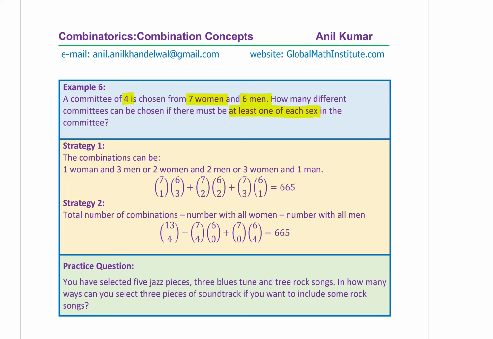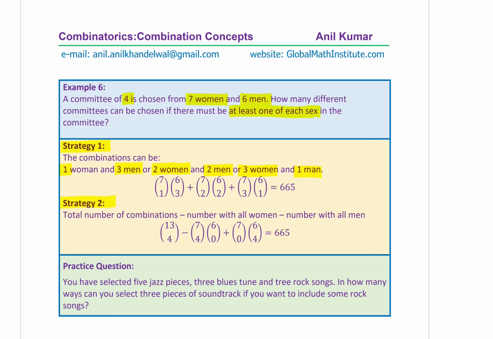Okay. Now, I will actually discuss two different strategies to answer these questions. The first strategy is when we talk about at least one, that means we could have a combination with one woman and 3 men. That could be one, right? Then we could have 2 women and 2 men. Perfect. We again get a committee of 4. We could have 3 women and 1 man. So we get 4, but we cannot have all 4 women. That is the condition, right? Nor can we have all 4 men. Perfect. So these are the 3 different cases.